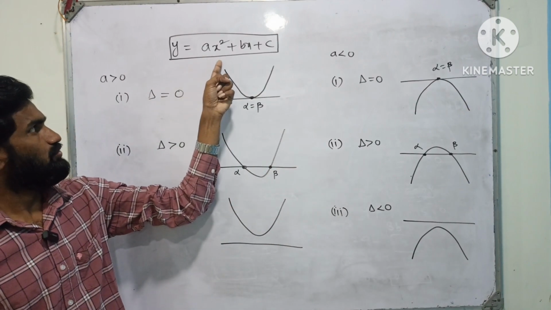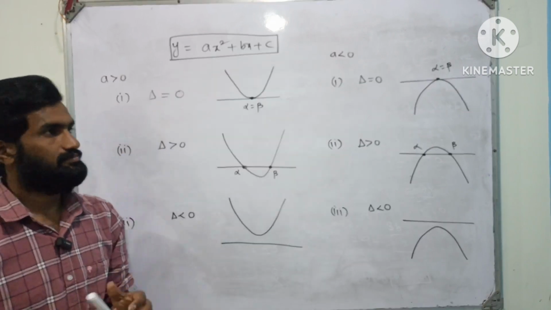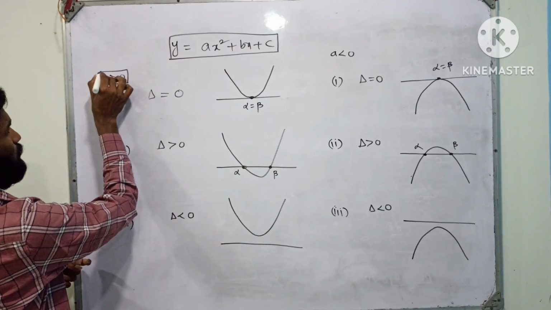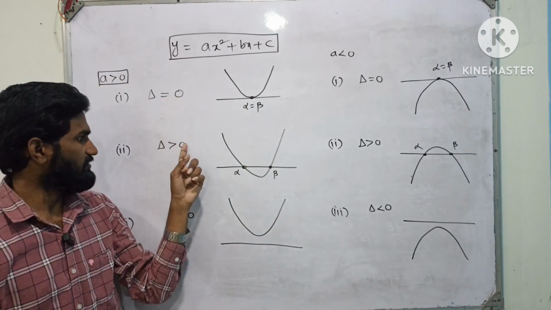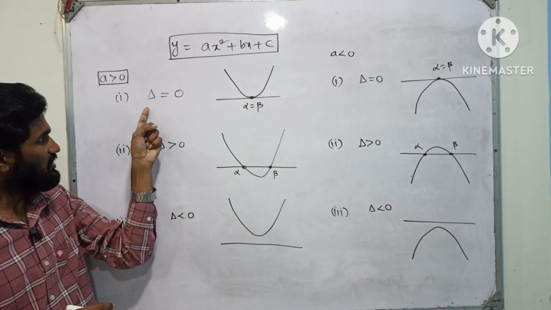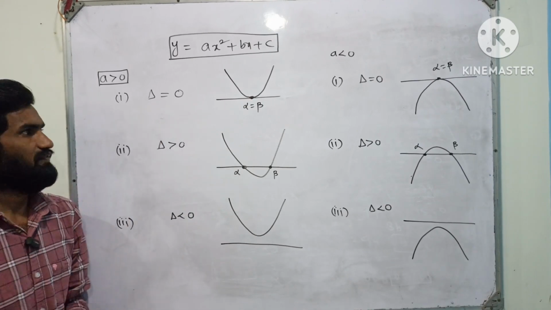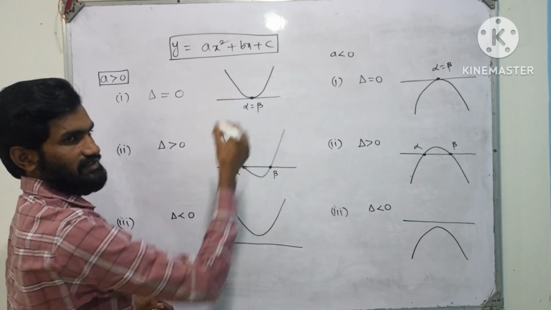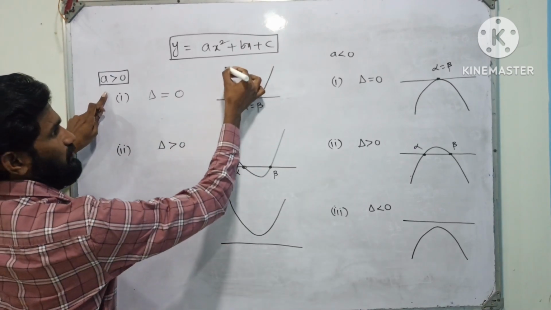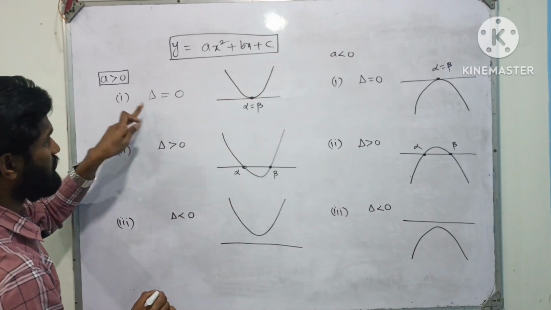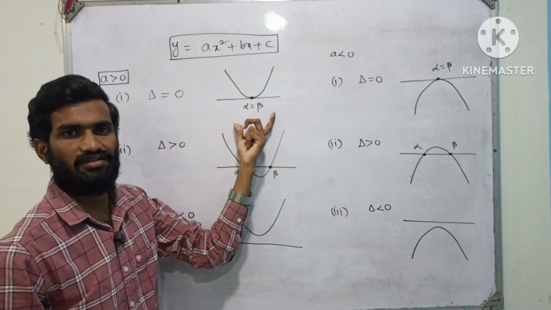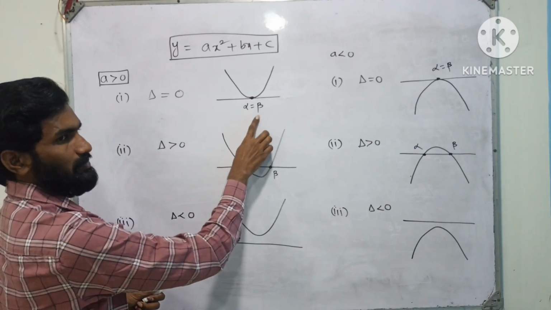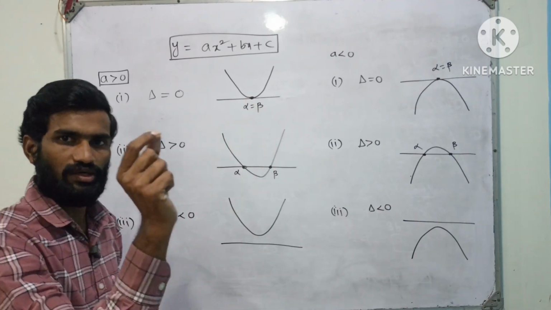If y equals ax square plus bx plus c and a is greater than 0, then three cases arise. If discriminant is equal to 0, then the graph will be like this. A is greater than 0, therefore we take an upward parabola. Discriminant equal to 0, roots are real and equal, which means alpha equals beta. It should touch the x-axis at only one point.